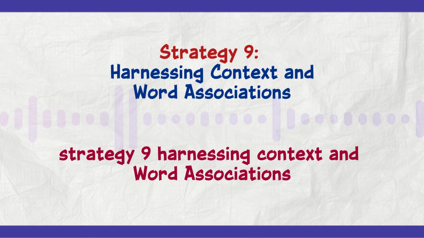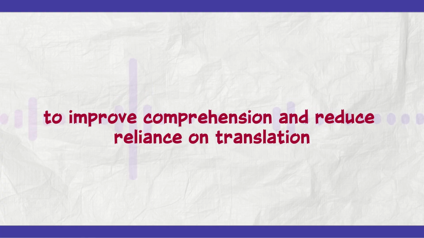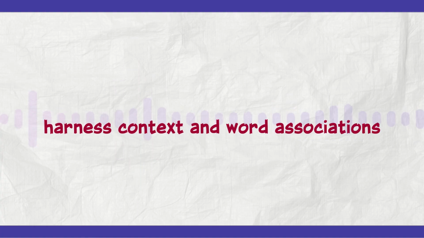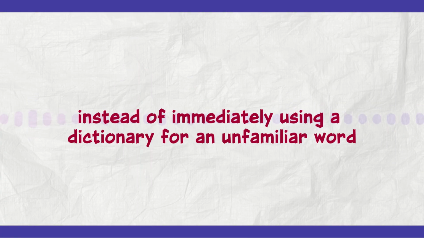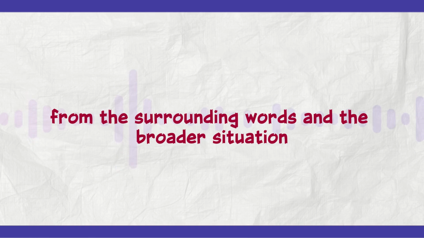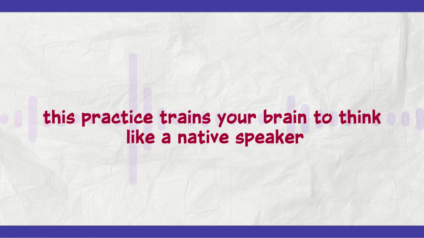Strategy 9. Harnessing context and word associations. To improve comprehension and reduce reliance on translation, the 9th strategy is to proactively harness context and word associations. Instead of immediately using a dictionary for an unfamiliar word, the goal is to deduce its meaning from the surrounding words and the broader situation. This practice trains your brain to think like a native speaker.